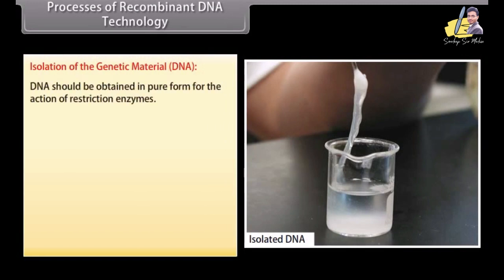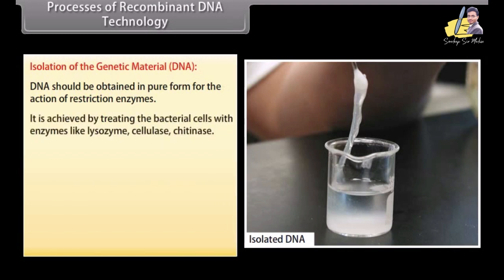DNA should be obtained in pure form, free of macromolecules, before the action of restriction enzymes. It is achieved by treating the bacterial cells with enzymes like lysozyme, cellulase, chitinase.